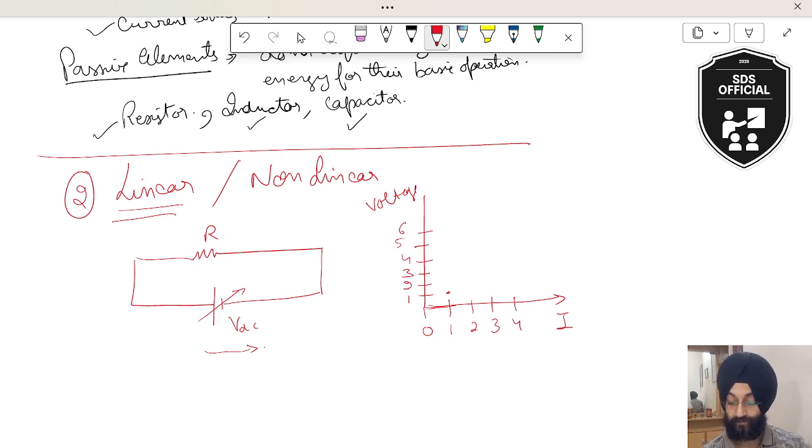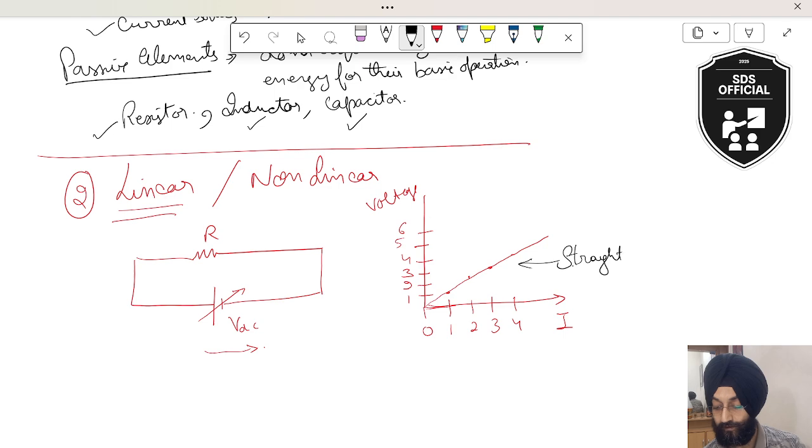So if we increase the voltage to 2 volts, the current now will be 2 amperes. Similarly for 3 volts, the current will be 3 amperes, and this process will continue. Now the graph obtained will be linear. Linear means straight line. So the graph between applied voltage and the current will be a straight line in case of linear elements.